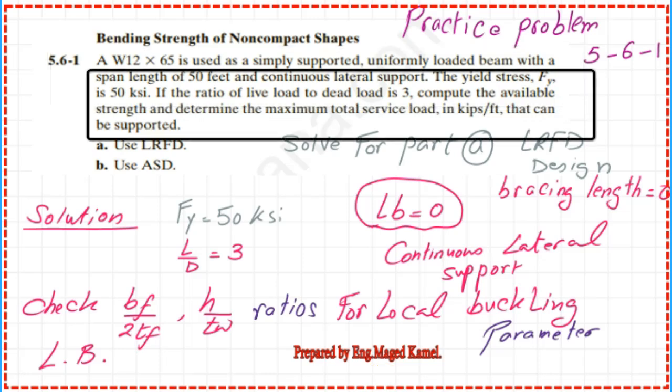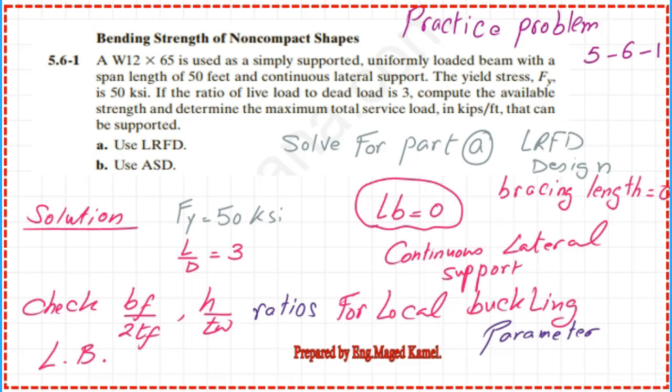If the yield stress is 50 KSI and the author gives a relation between the live load and dead load, that the live load to the dead load is 3, it is required to compute the available strength and determine the maximum total service load, or the summation of dead plus live loads in kips per foot.